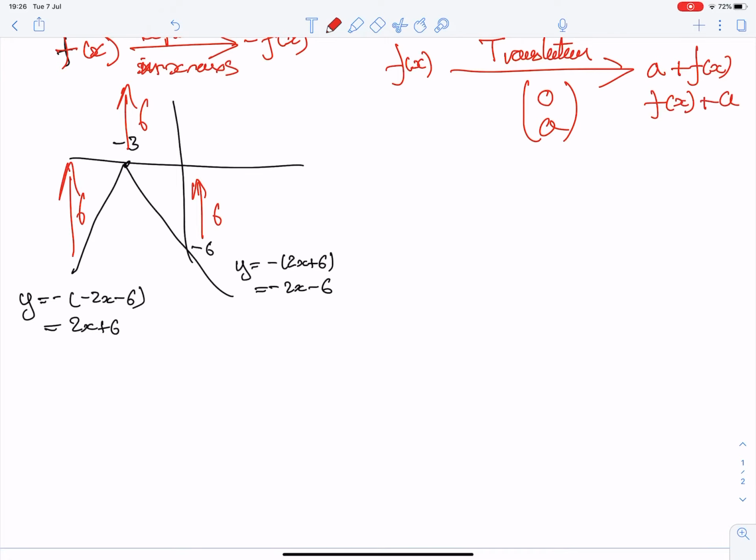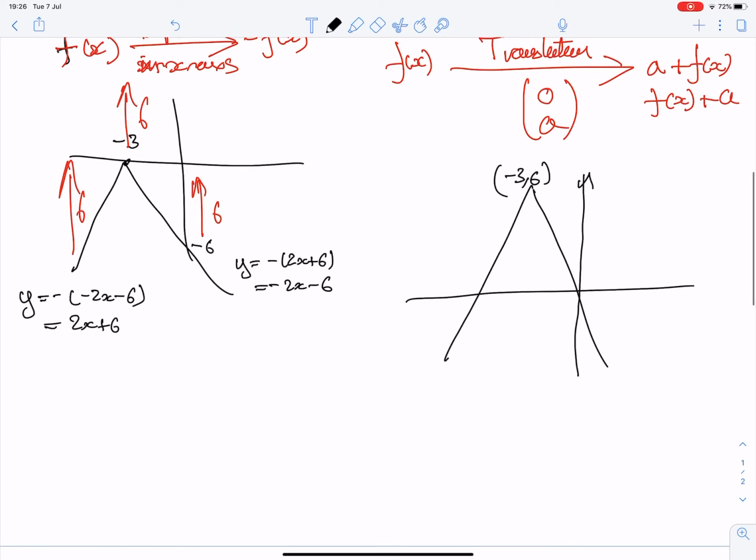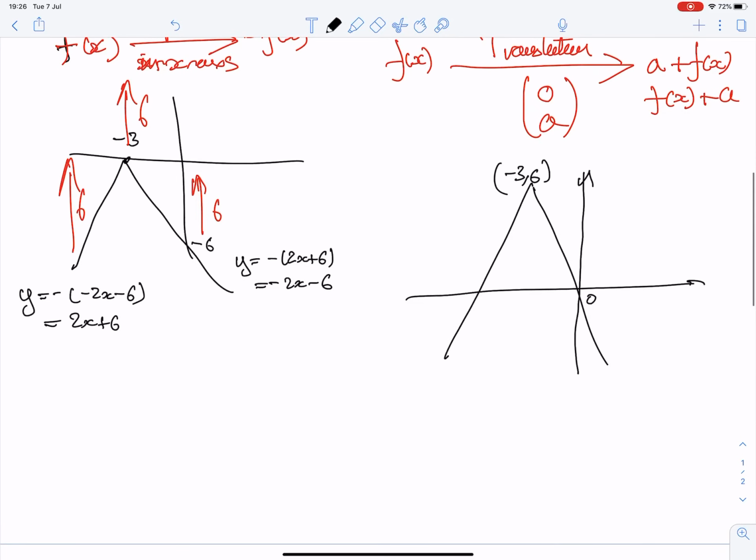we're going to end up with our V crossing. So this point here will be -3, and it's being moved up from the x-axis by 6. And our y-intercept is now going through the origin, because it's also being moved from -6 up 6 to 0. So the equation of our line was y equals -2x minus 6, but we've added 6 to it, so it's y equals -2x.